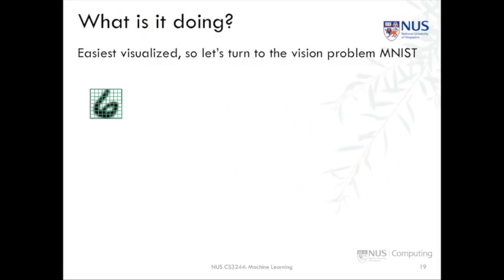So let's take a look at convolutional neural networks. It's easiest to visualize this type of network and understand what it's doing. So let's go back and look at the vision problem on NIST data. Recall that the NIST data set consists of a bunch of handwritten digits, and they're arrayed in a raster image of 16 by 16. So I've simplified it down here to 8 by 8, but it's a similar idea.